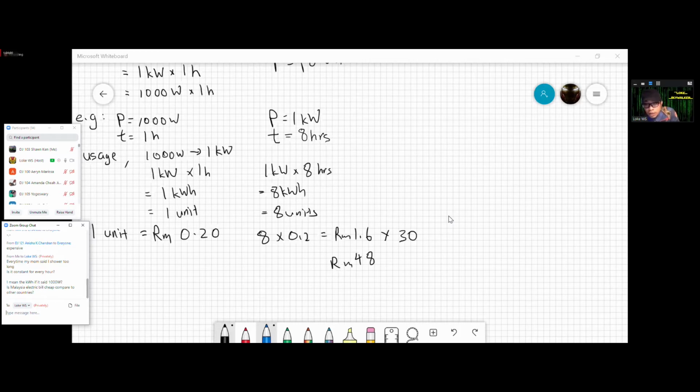Is it the same for water bill? Yes. Water bill also like that. Water bill is different by area, like Selangor is cheaper, KL is more expensive. Okay, almost the same lah. One day you grow up, you will know lah.